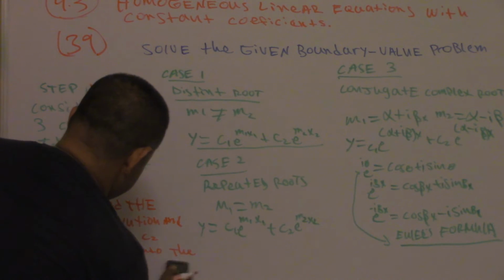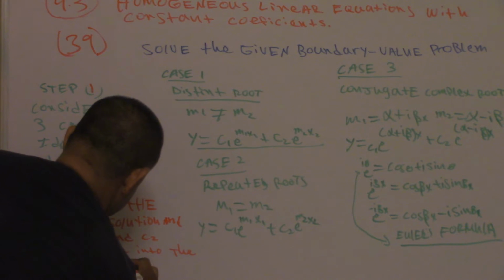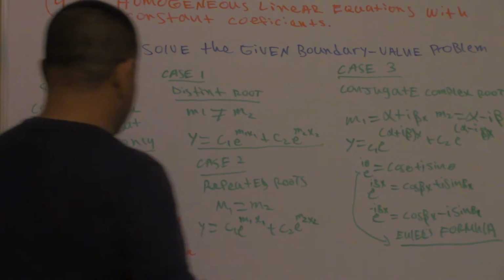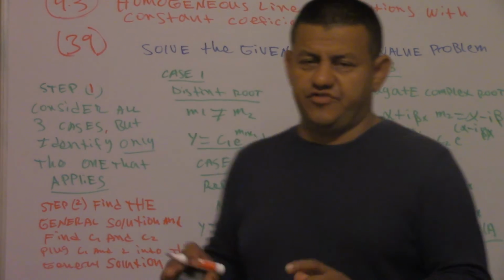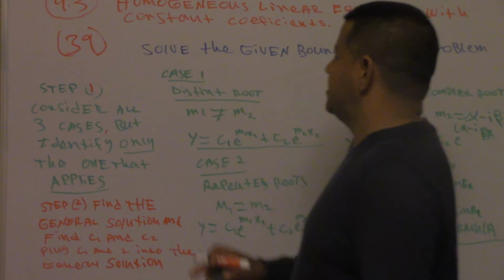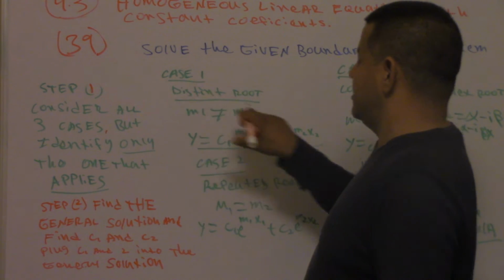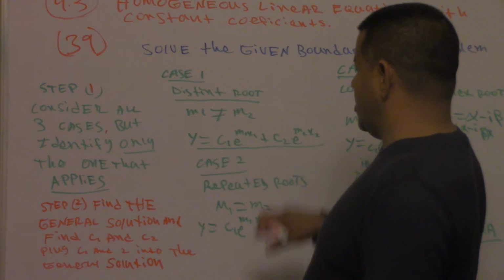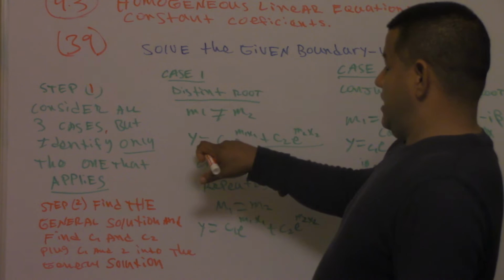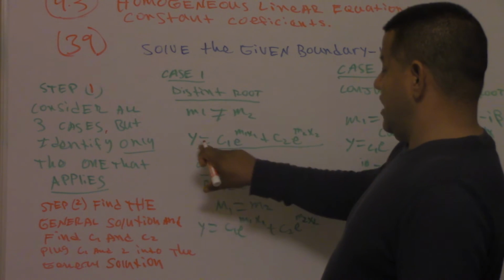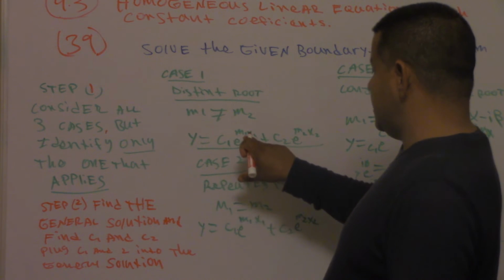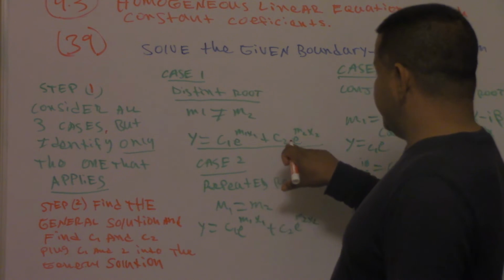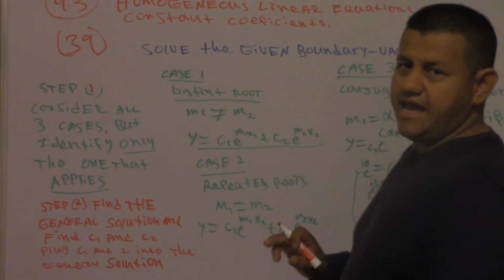So you plug into the general solution of the differential equation. Now let's go through the cases again. Case 1, we have distinct roots, which means that m1 cannot equal m2, and the solution is going to be y is equal to c1 e to the m1 x plus c2 e to the m2 x.